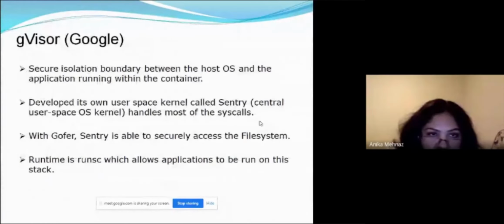The first one I'll be talking about is gVisor. gVisor was introduced by Google. It's a secure isolation boundary between the host operating system and the application running within the container. It has developed its own user space kernel called Sentry, which is a central user space operating system kernel that handles most of the system calls. With Gofer, Sentry is able to securely access the file system, and its runtime is runsc, which allows applications to be run on this stack.